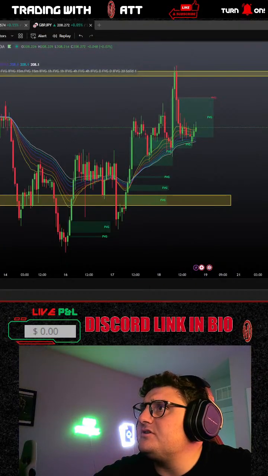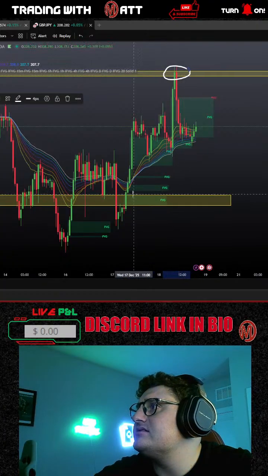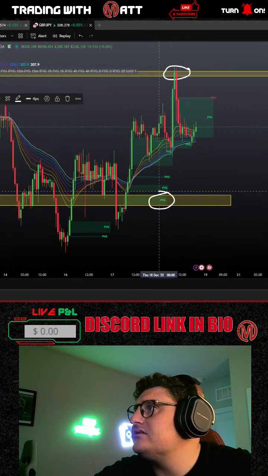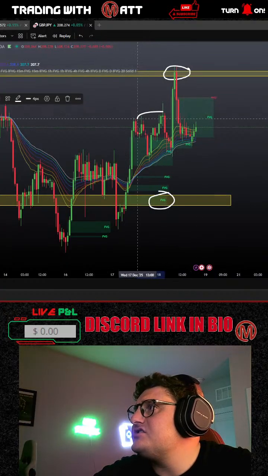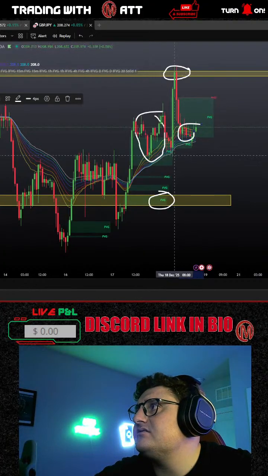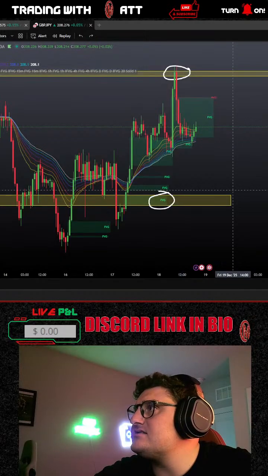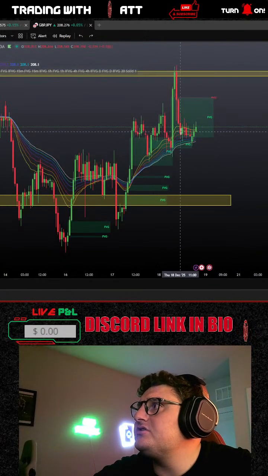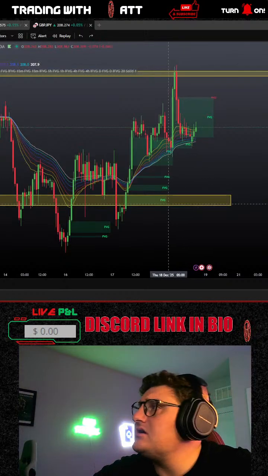So again, we're in the middle. Let's draw this out here. Let's take a look. You have your resistance, you have your support here, and we are in the middle with a lot of consolidation here and a lot of consolidation here, but we did have a spike. We had a big spike right here. So what that lets us know is that we could see it return to its previous highs.